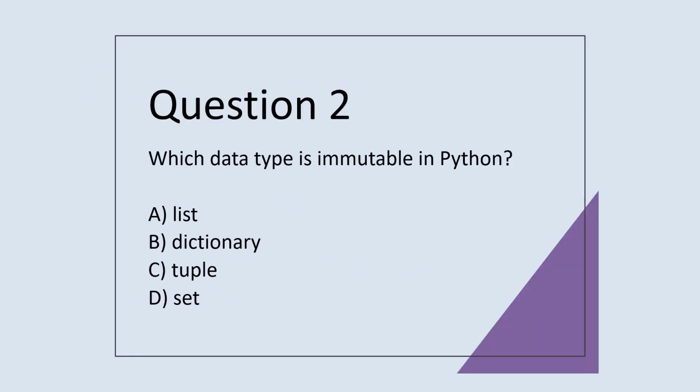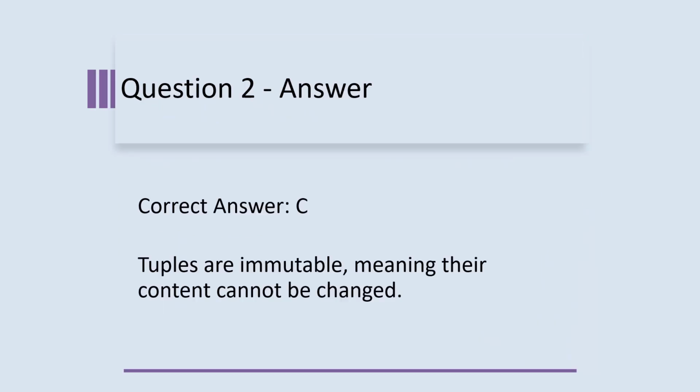Question 2. Which data type is immutable in Python? A: list. B: dictionary. C: tuple. D: set. Correct answer C. Tuples are immutable. Once created, they cannot be changed.